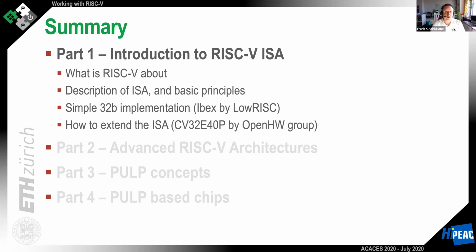So in this first part, first hour, we are going to make an introduction to the RISC-V ISA. What is RISC-V all about? Basic properties of it. We will talk about an implementation of it that we developed and which is now being maintained by a low risk called IBEX. And then we are going to see how the RISC-V ISA can be extended. We have a processor that we developed, which is now being maintained by the Open Hardware Group. Later on, Luca is going to talk about more advanced RISC-V architectures. And tomorrow, we are going to talk about concepts of making more with the processors, how we can get more efficiency. And then in the last part, we are going to talk about pulp-based chips.